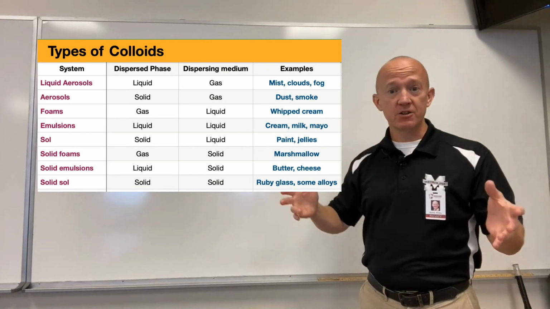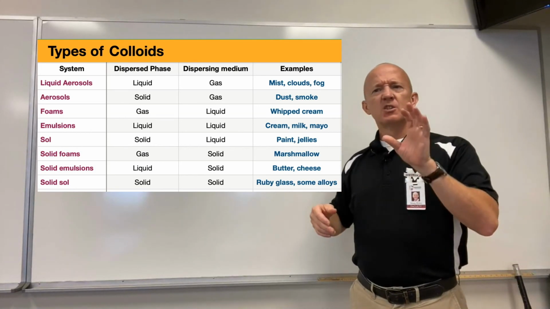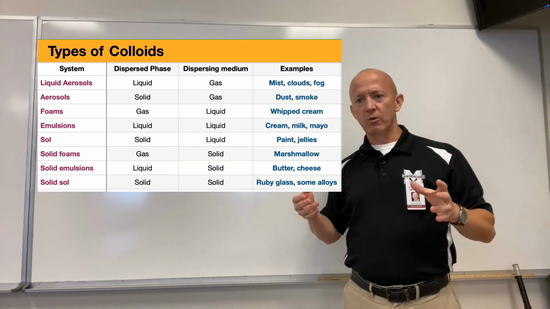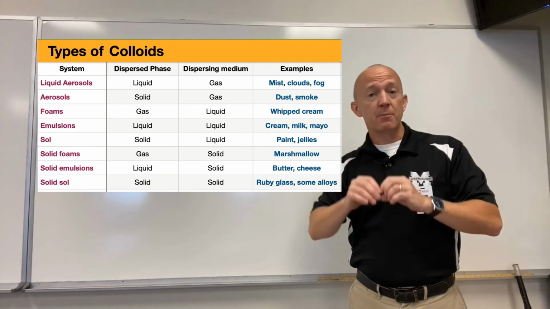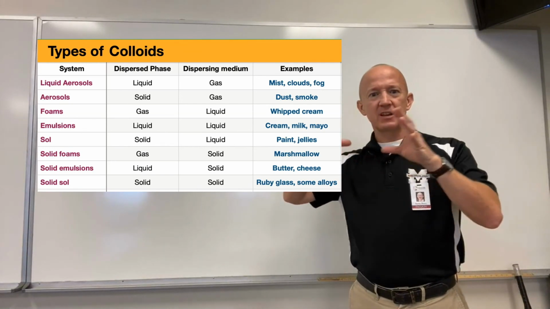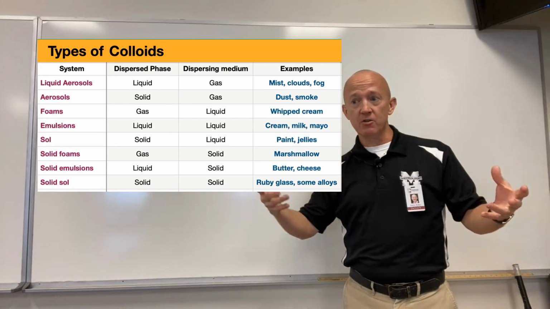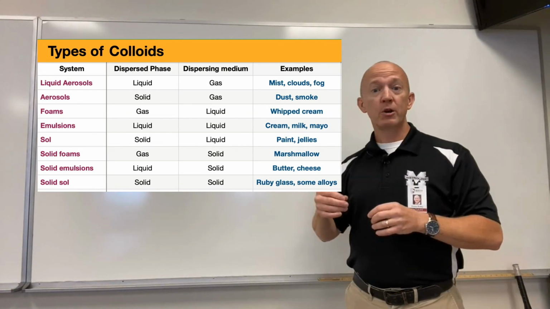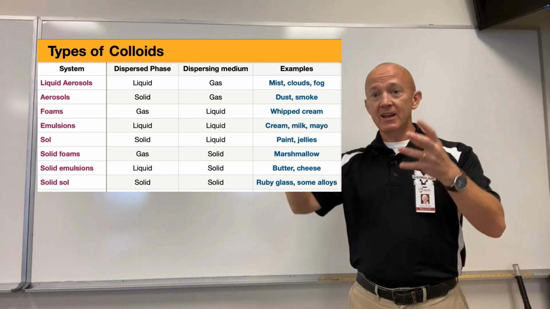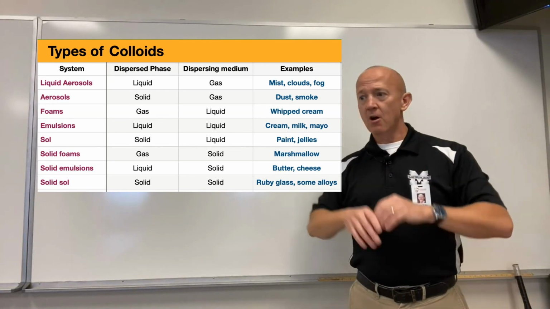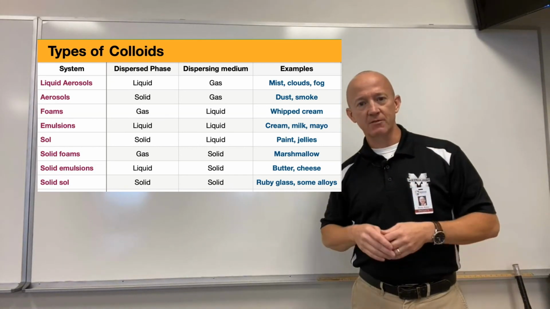We could have solid aerosols or liquid aerosols. Smoke is a good example of a solid aerosol, where you have dispersed solid particles in a dispersing gas medium. Fog and clouds are examples of liquid aerosols, where you have dispersed liquid particles in a gaseous medium. All of these are different types of colloids.